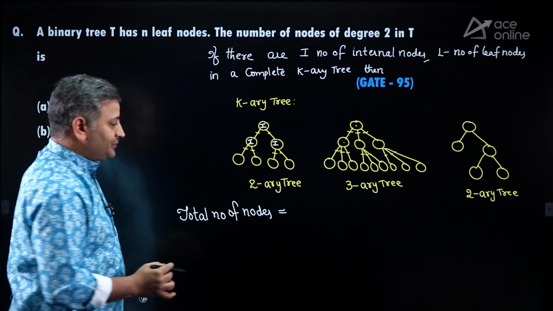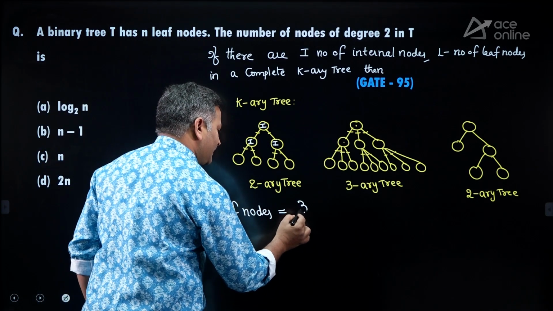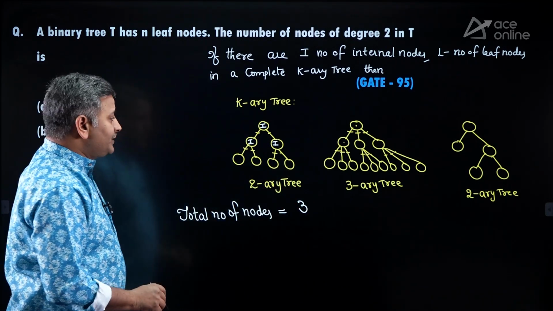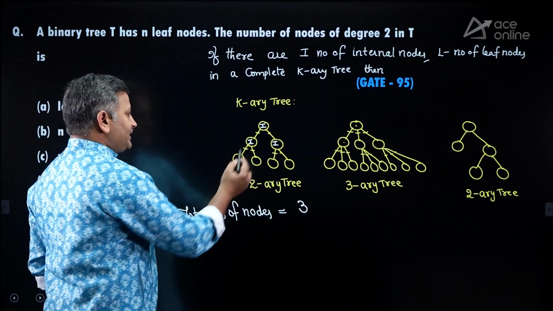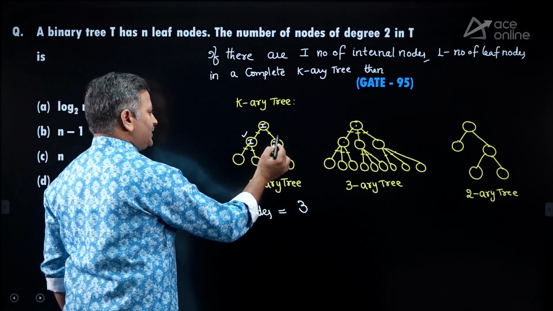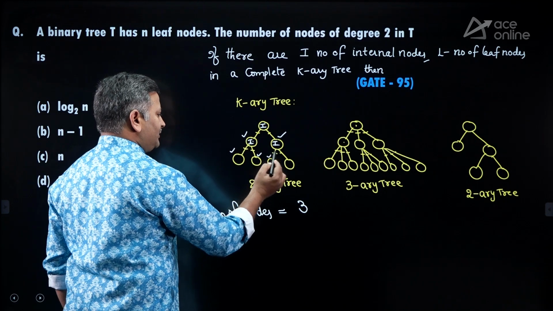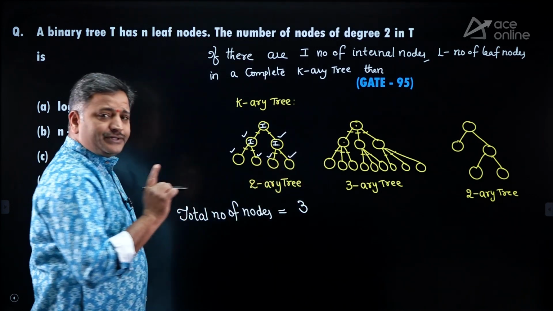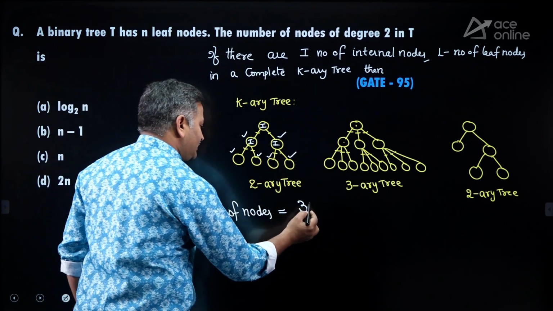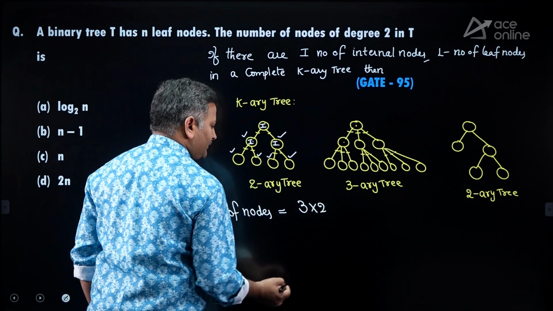There are three internal nodes. Therefore, I am writing three internal nodes. Each internal node is contributing two children. For example, with respect to the root node, these are two children. With respect to this node, there are two children. With respect to this internal node, these are two children. So each internal node is contributing two children. That's why 3 into 2 children.